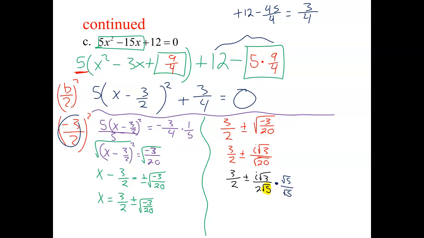So this ends up being 3/2 plus or minus, before I simplify, the root of 15 over 2 root 25, which becomes 5. What's 2 times 5? 10.